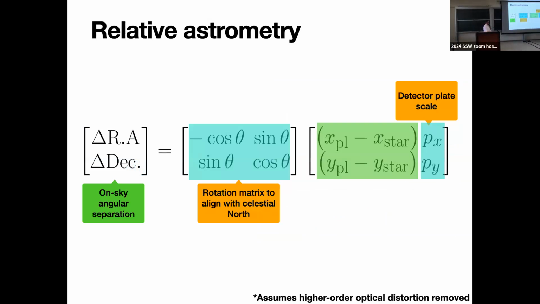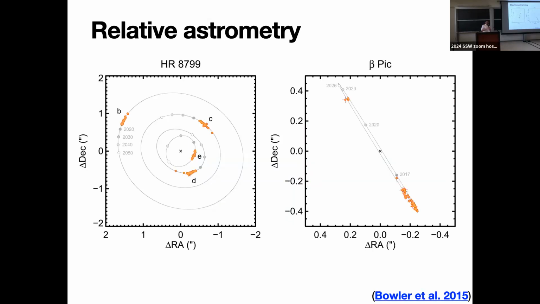And now we have all the pieces put together. We have the relative position, we have the plate scale, we have the rotation matrix, and that gives us our on-sky angular separation, which is very well calibrated. And having a well-calibrated measurement means we can combine data taken from different instruments and build up these very long time baselines we need to perform studies on these planetary systems. So for the 8799 system, we have data going back to, I think, 1998 up to the present day. But these are taken with a variety of instruments. It was very important to calibrate them very robustly such that we could combine the data together.